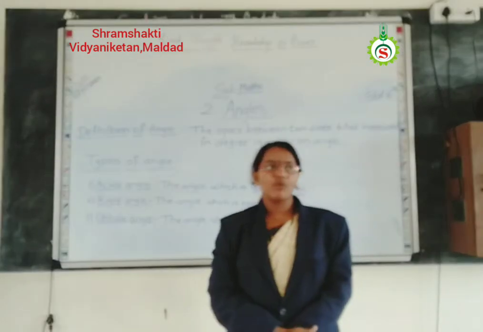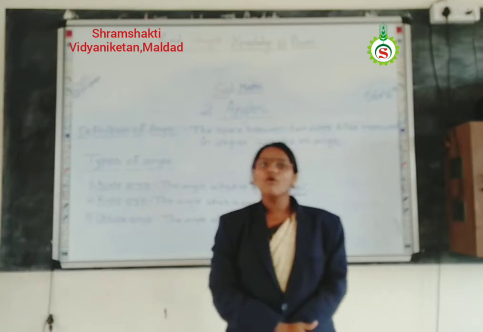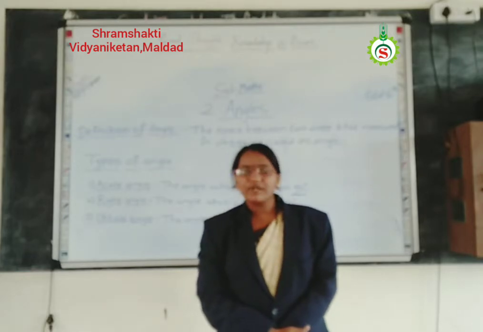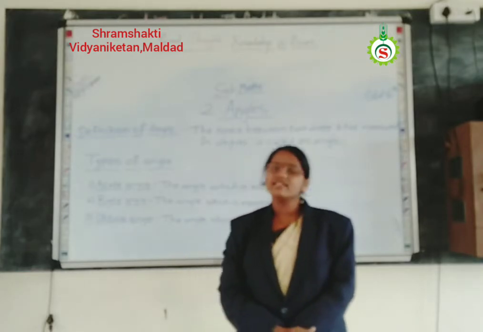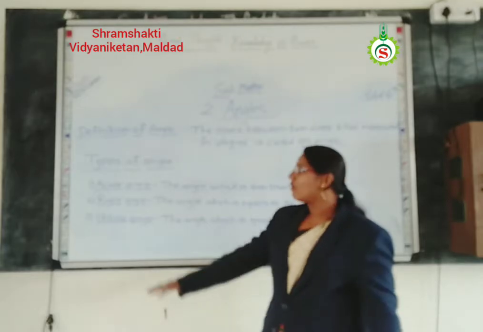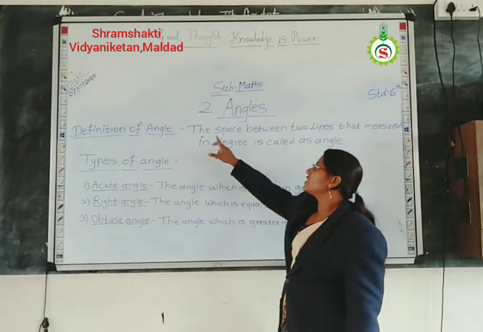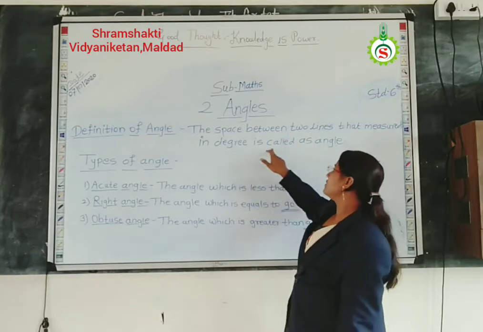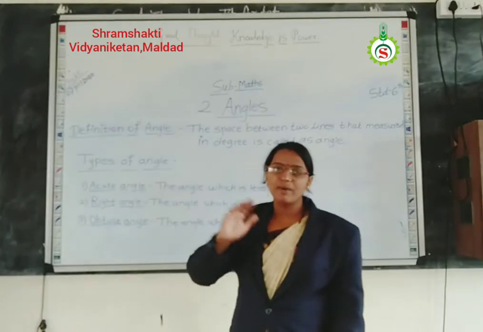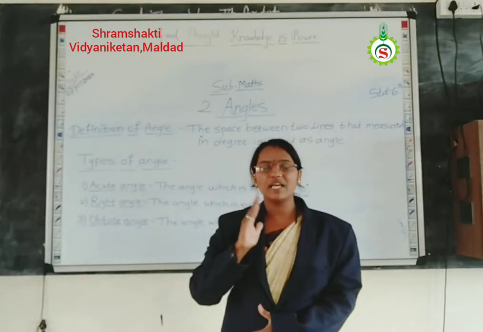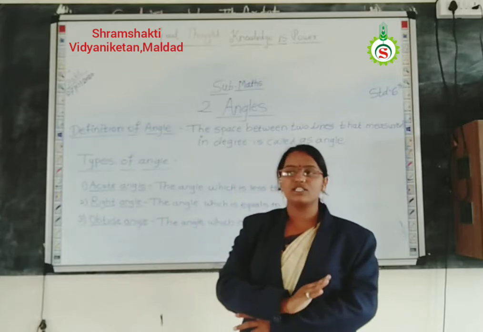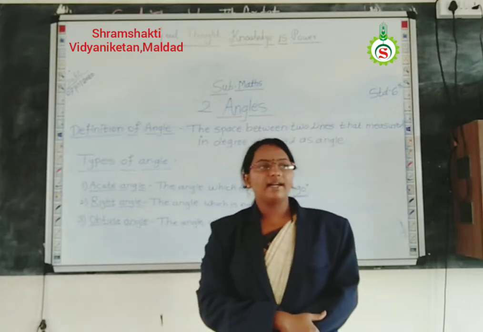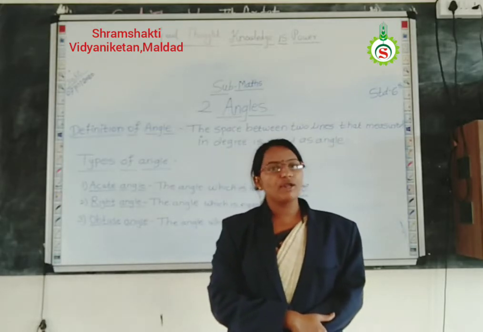So, you know well about angles. What is meant by angle? Angle is nothing but the space between two lines, and that space is measured in degrees. So, what is the definition of angle? The space between two lines which is measured in degrees is called an angle. There are three types of angle, and you studied those types in the previous standard.